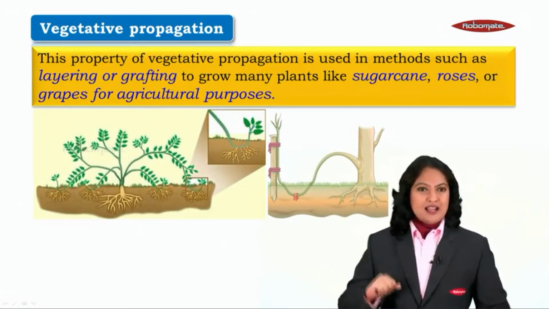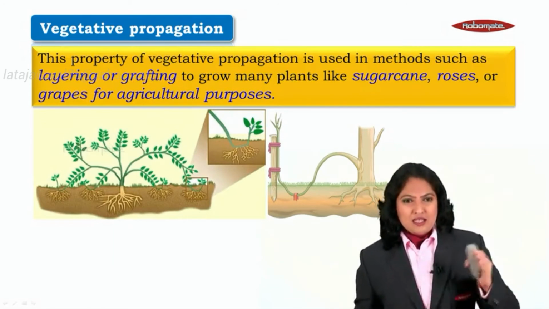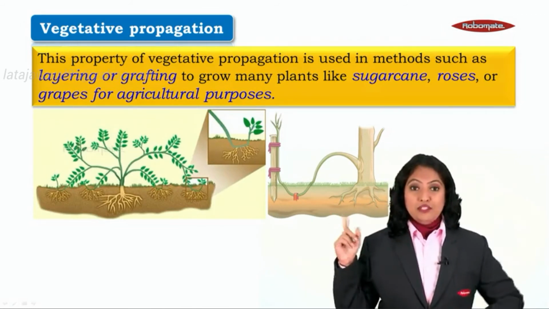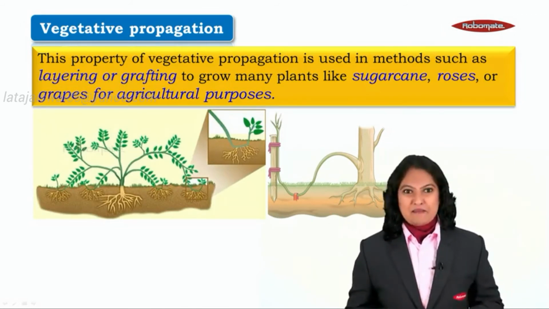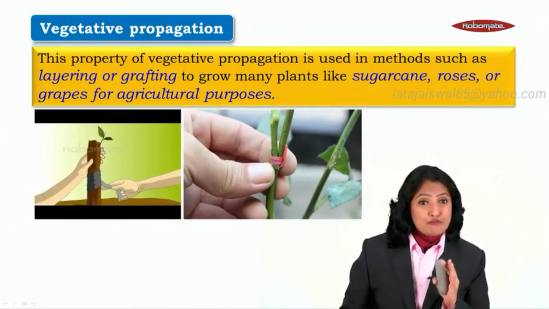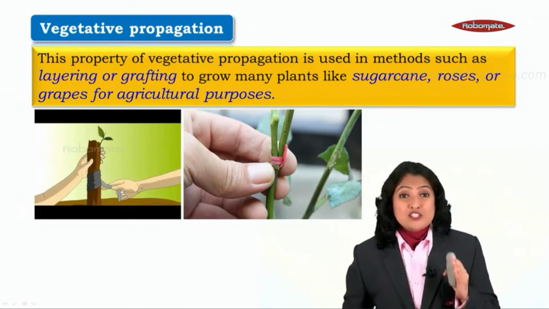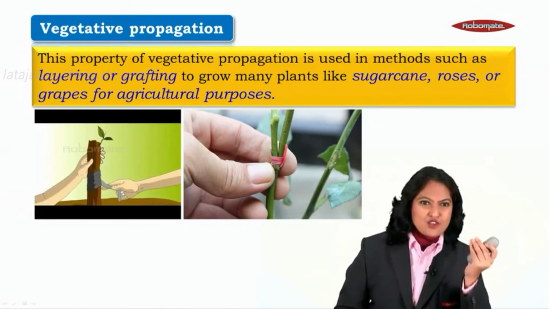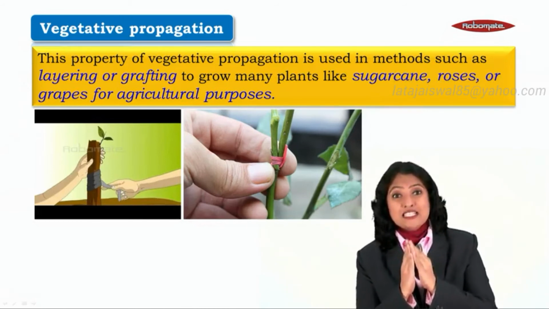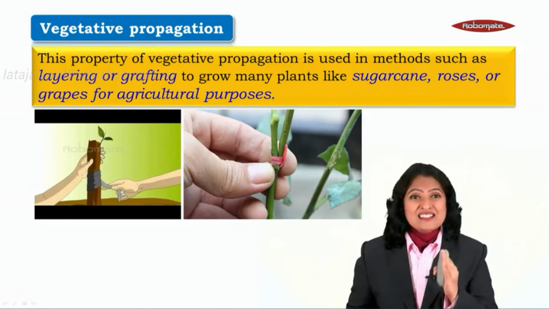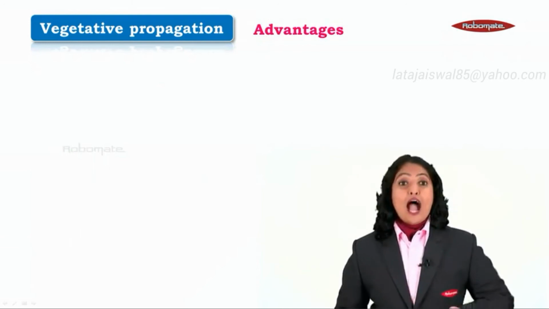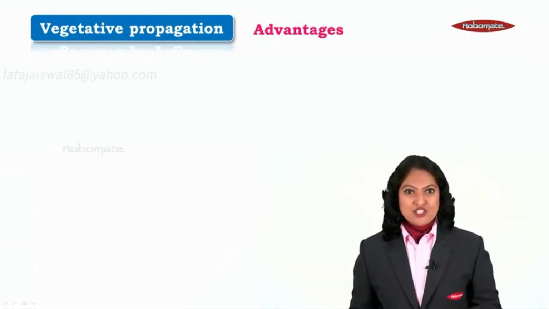Moving further, this property of vegetative propagation is used in methods like layering. As you can see, plants having long branches, their branches are layered into the soil. Where they are layered, they develop new roots and a new shoot takes up. Or in methods like grafting, especially for flower plants like roses, jasmine, etc. A graft of an original plant is attached to another plant, and this is classically done for agricultural purposes.